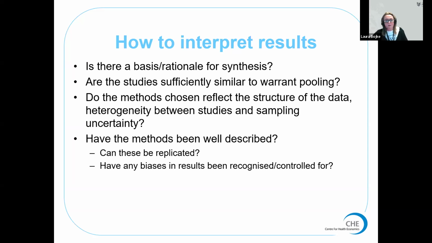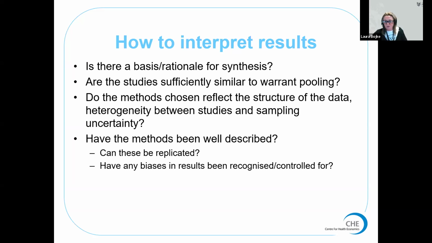So, is there a need to pool across all of these studies, or is it clear that an individual study really is the exemplar, the gold standard, and informs the particular decision problem of interest? So there needs to be a clear basis for the synthesis. And then also, if we form that basis for the synthesis, are the studies sufficiently similar for us to apply meta-analysis techniques to pool across that information?